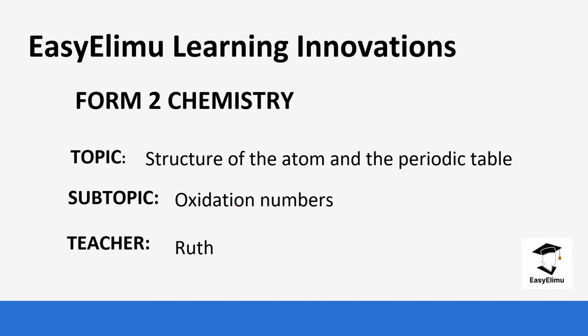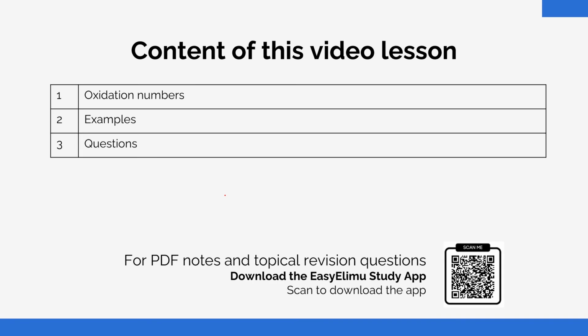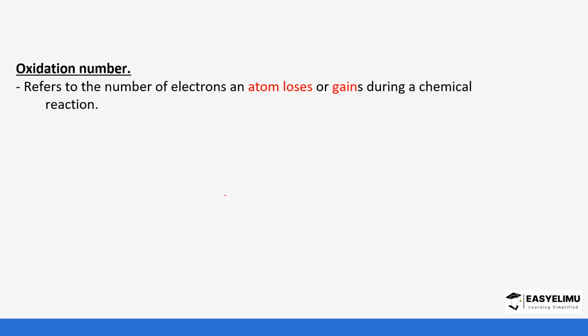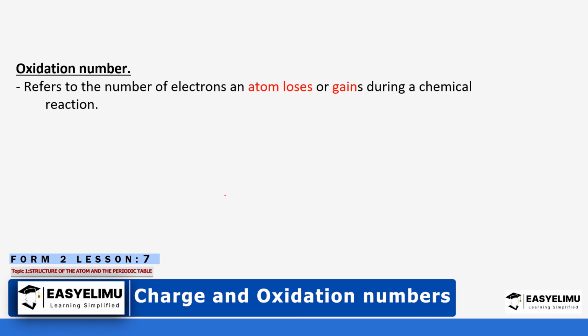Previously, we had an opportunity to look at ion formation, both cations and anions, and we were able to present the charges of those ions. So today we are going to see what is oxidation number and the difference between oxidation number and charges. So we'll look at oxidation numbers, examples of oxidation numbers, and a few example questions, and then we'll do some questions. First, you start by defining the oxidation number refers to the number of electrons lost or gained.